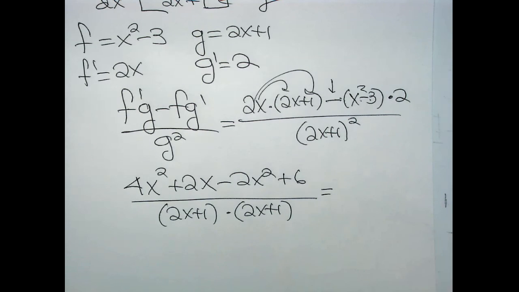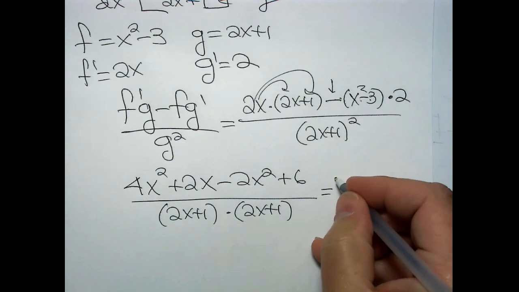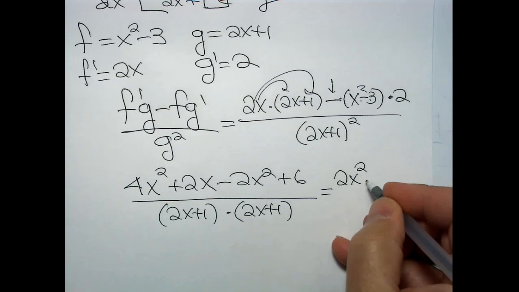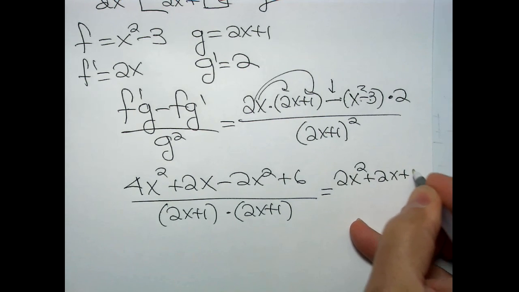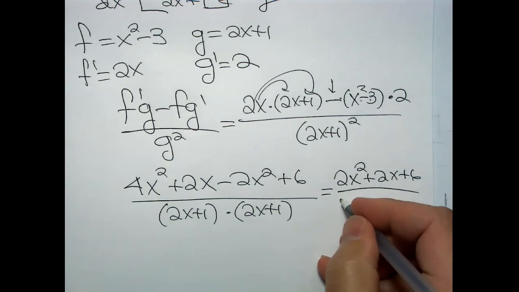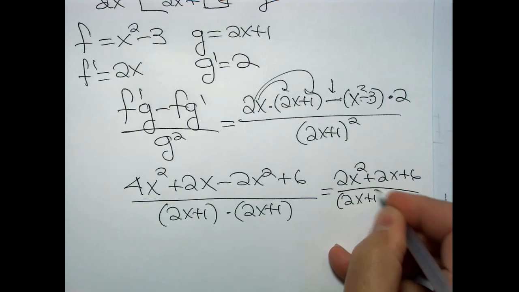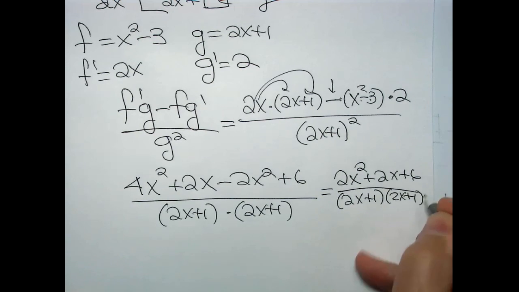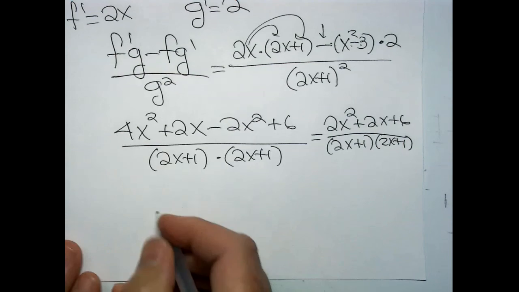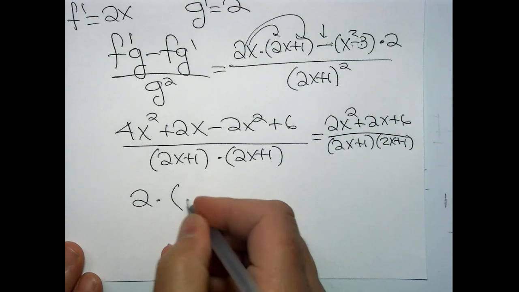So what do we really have? Well, 4x squared minus 2x squared is 2x squared plus 2x plus 6. Now, this is a point where you might be able to find some cancellation. Let's see if we can. The way to cancel, you really want to factor and cancel, and there is a common factor, which is 2.